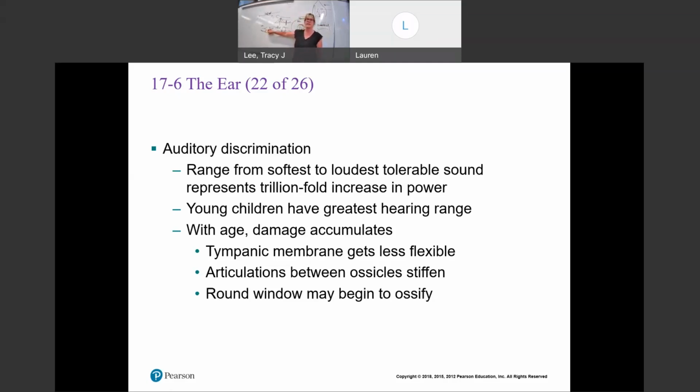But as people get older, these get damaged. Why? Because they sustain a lot of wear and tear, and you lose flexibility in that membrane. And now we don't even hear those. We travel up and we hear those louder sounds. So as our membrane gets stiffer and less flexible, we're going to lose that.